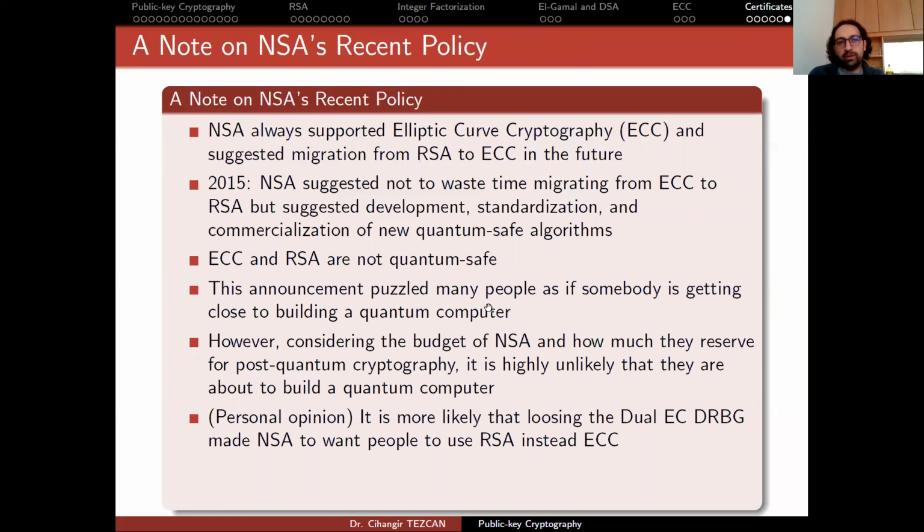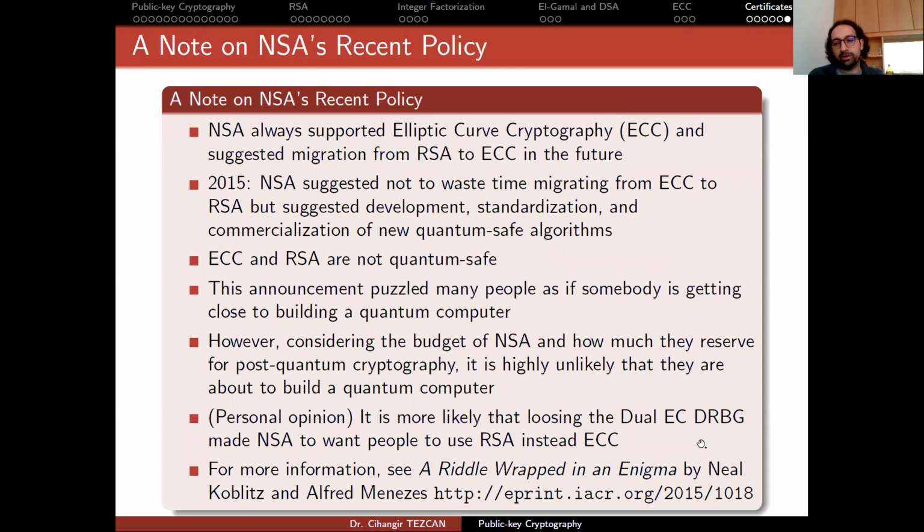My personal opinion about this recent NSA policy is that probably the backdoor in the Dual Elliptic Curve deterministic random bit generator was discovered, and they lost out. The NSA wanted people to stick to RSA instead of ECC because at least there are some algorithms that can break RSA faster than elliptic curve cryptography. If you want more information about this, I recommend you read A Riddle Wrapped in an Enigma by Neal Koblitz and Alfred Menezes, and you can download the PDF from here.